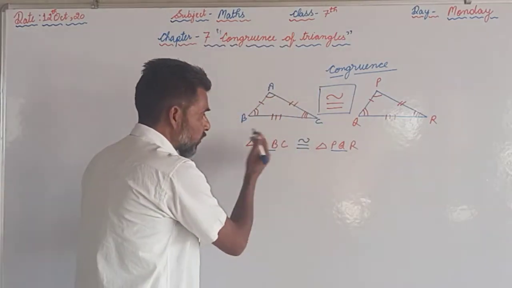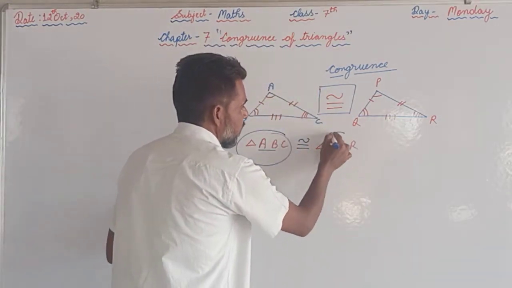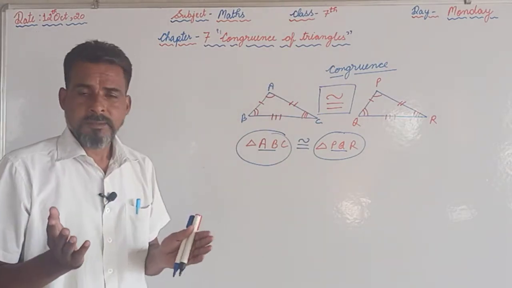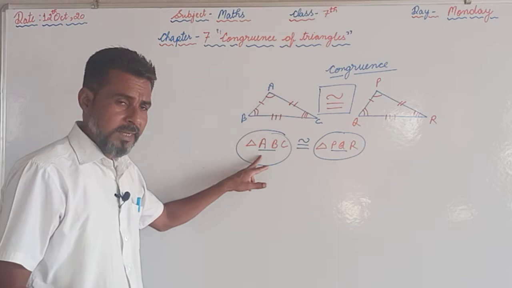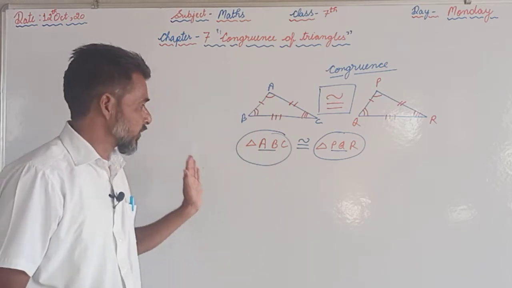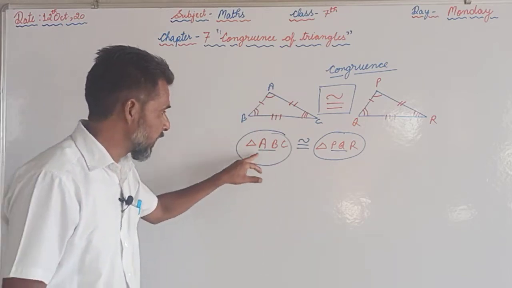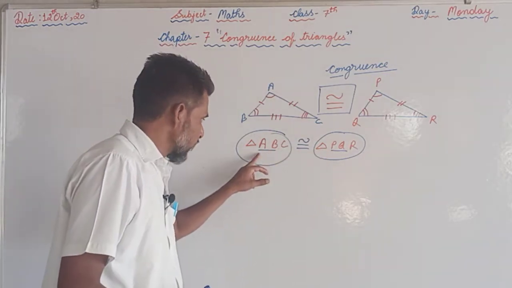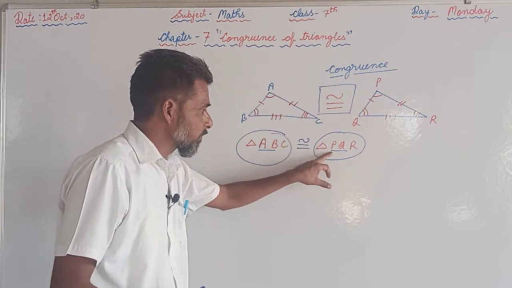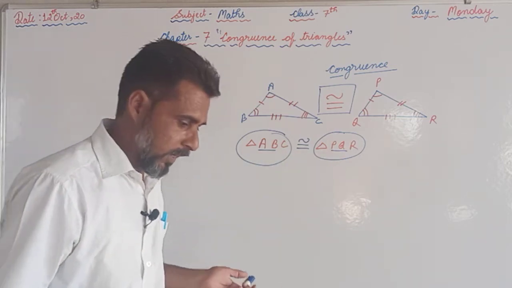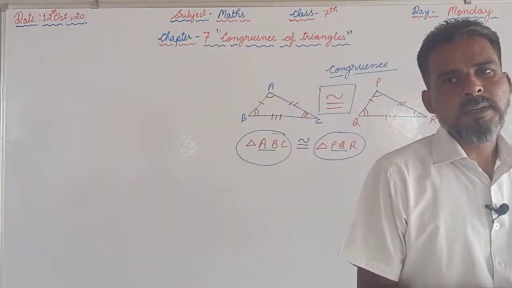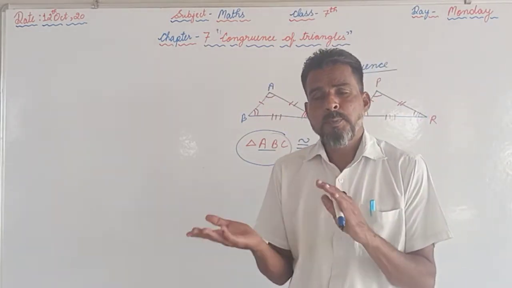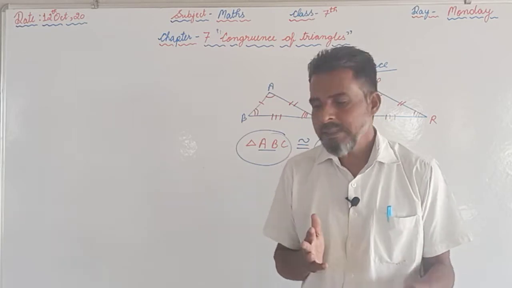So we cannot change the name. The name is fixed according to the corresponding parts which are equal. So here, if the name of the triangle is ABC, we cannot write CAB or BAC. That will be ABC only, because A is equal to P. So first here, if it is A, here will be P. Like this, we cannot change the name, because the name only displays the corresponding parts of these two congruent triangles.